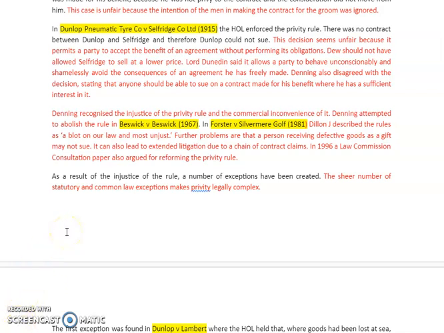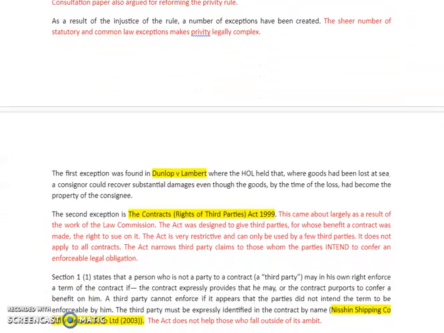Because of these problems and the injustice of the rule, a number of exceptions have been created, and the exceptions come from statutes and some of them come from common law. And because there are so many, they make privity legally complex. So let's have a look at some of the exceptions then.